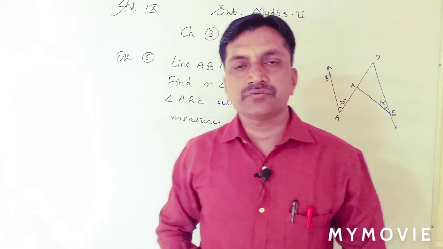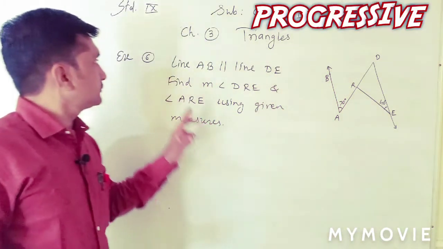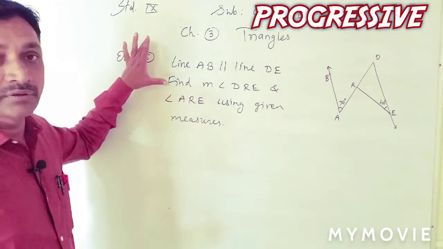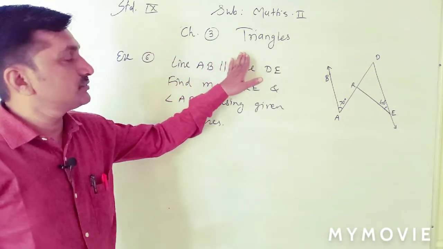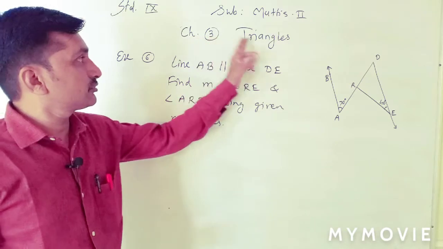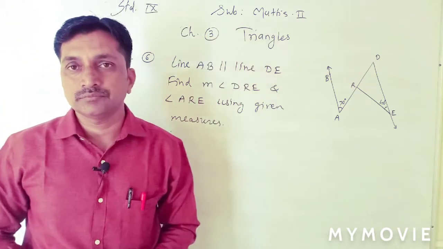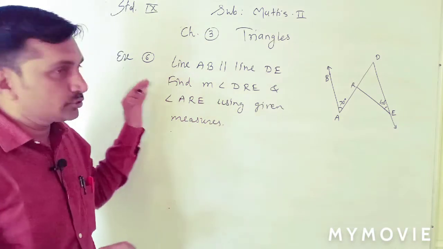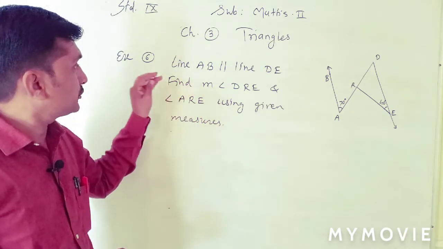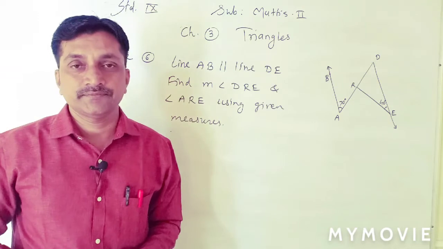Dear friends, in the last video we studied examples number 1 to 5 of exercise 3.1 of chapter 3, Triangles, of standard 9 geometry. In that video we completed 1 to 5. In this video we continue from example number 6.